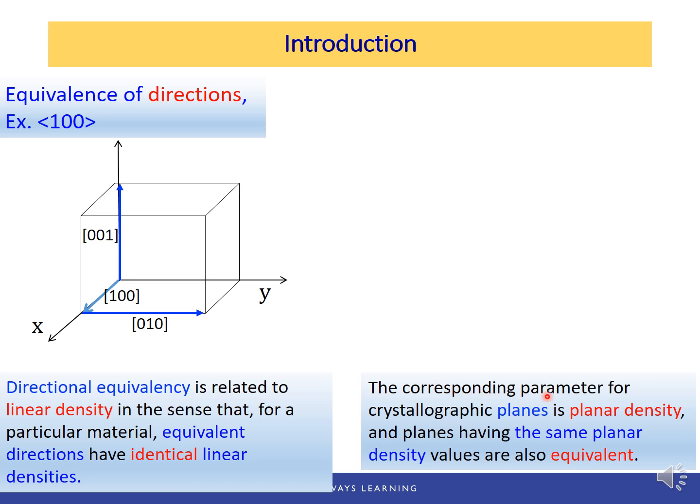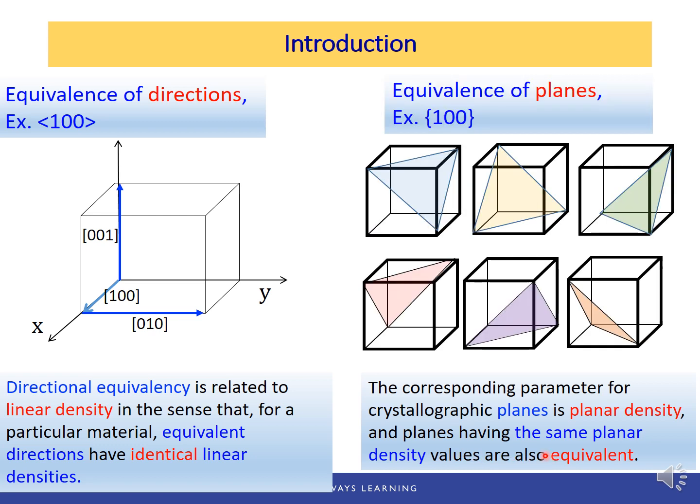The corresponding parameter for crystallographic planes is planar density, versus linear density for directions. So planes that have the same planar density are also equivalent. We're going to define planar density in a little bit as well. So that's just a quick overview.